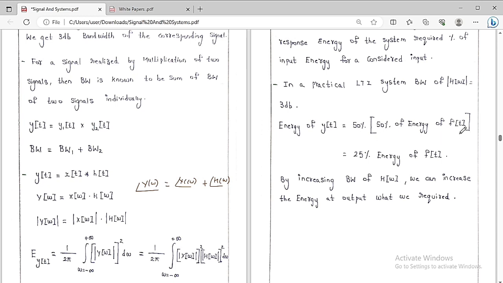So F of t also will have a lot of frequencies. Out of that, we are going to consider only 50% of energy. Again, the system H of omega is also going to consider only 50%. So because of that, we are going to get 25% energy of the F of t. So by increasing the bandwidth of H of omega, we can increase the energy at the output that we require.